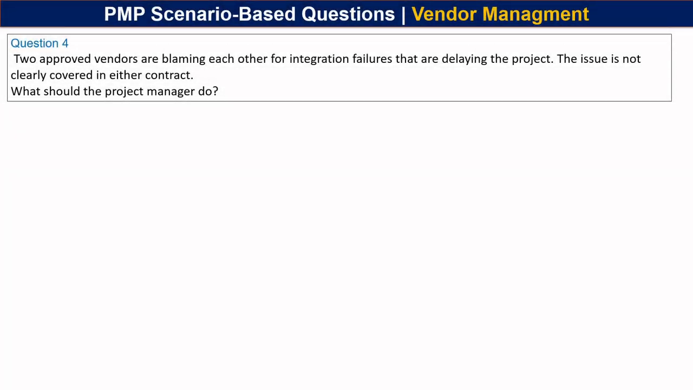Question 4. The two approved vendors are blaming each other for integration failures that are delaying the project. The issue is not clearly covered in either contract. What should the project manager do?